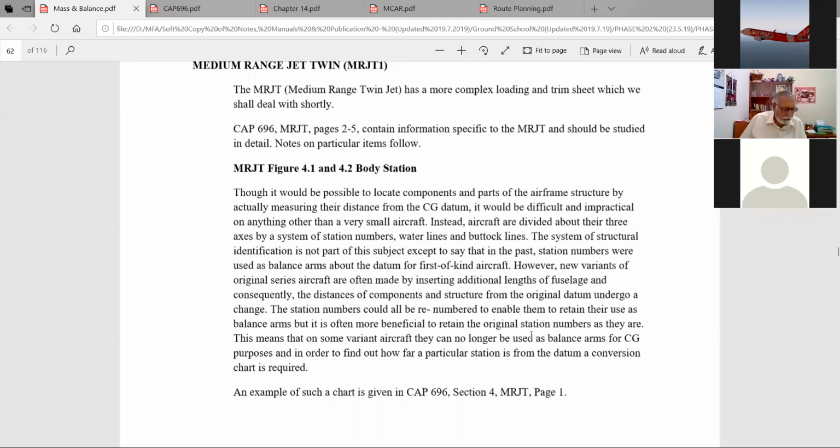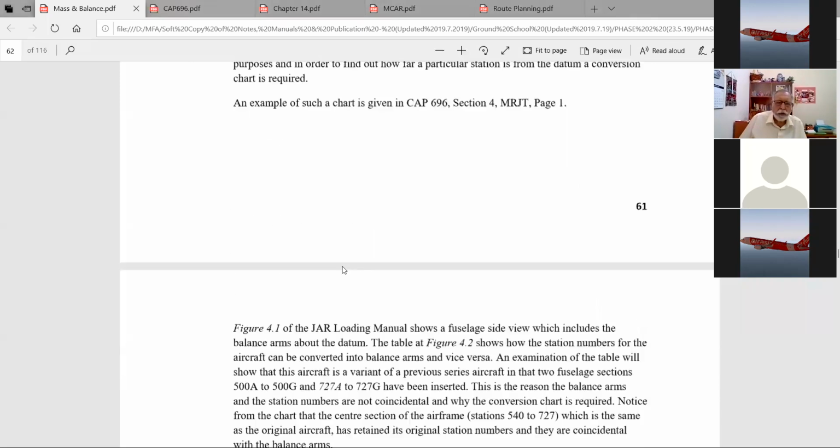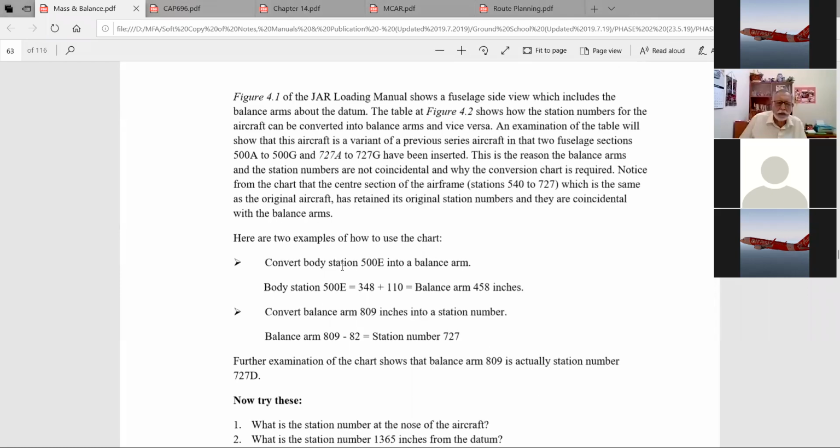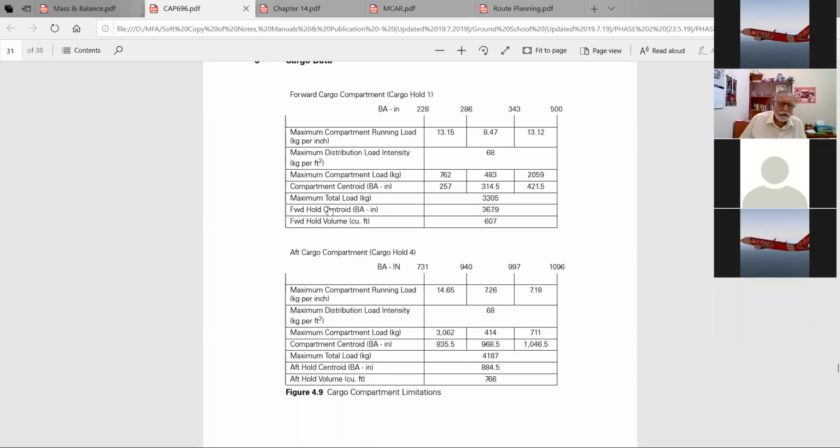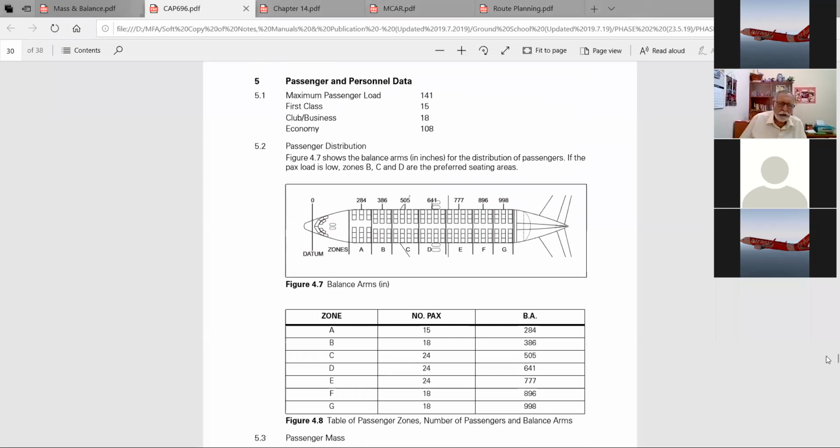Can you just get that up, please? Can you scroll? I mean, I give you control. It's in the CAP 696. Oh, yeah, okay, this one. CAP 696, go back. It's section 1. This is section 6. We've got to go to section 1.